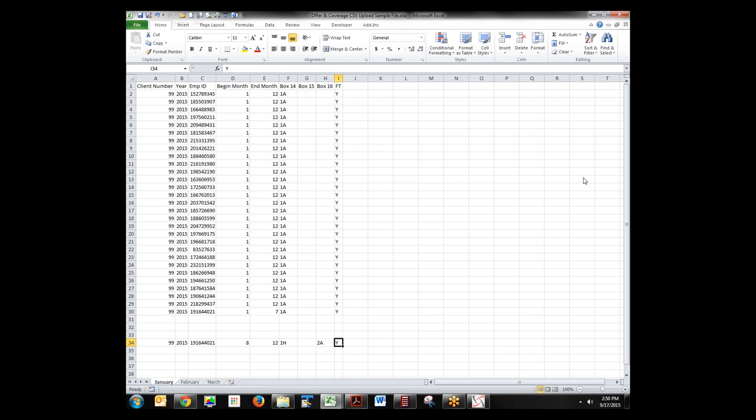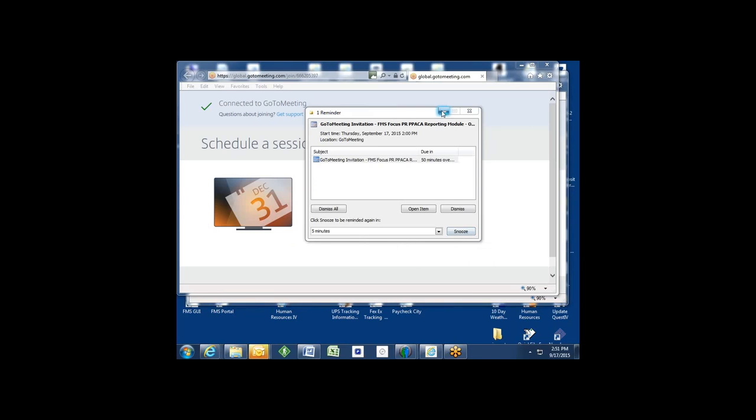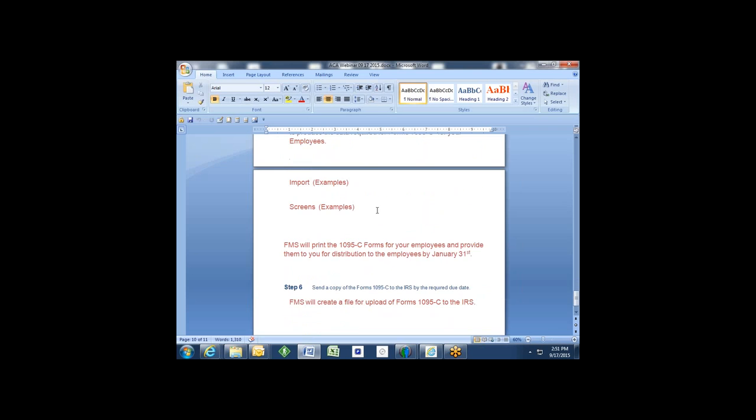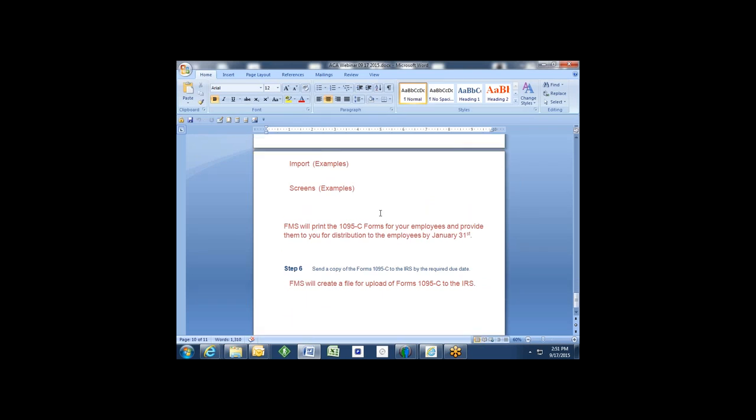for the final step, which is the electronic file. Yeah, there's really not much to say about that. Basically what we're going to do, once you get the forms out to your employees, which are due out to the employees by January 31st, the next step will be to create a file that has to be sent to the IRS by the end of February, I believe, or by end of March if we're doing it electronically. So we'll create that file to be uploaded to the IRS.